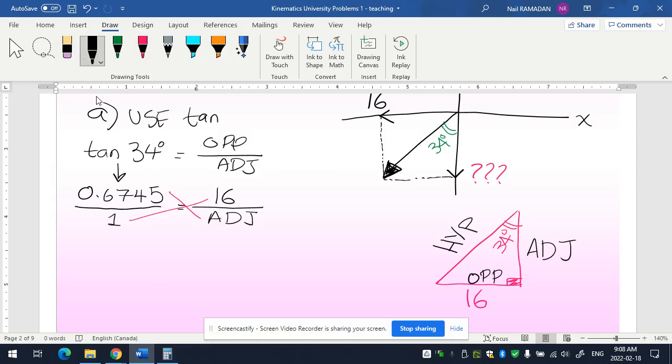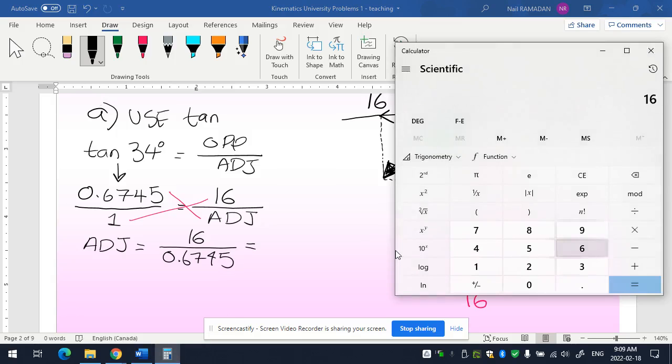So you're going to get adjacent times this one equals 16. Or if you want to skip a step, you get adjacent equals 16 divided by 0.6745. Just to save space if you like. And what do we get here? 16 divided by 0.6745. Oh, sorry. Now what's the sig fig situation with them? 3 sig figs. So this to 3 sig fig would be 23.7.